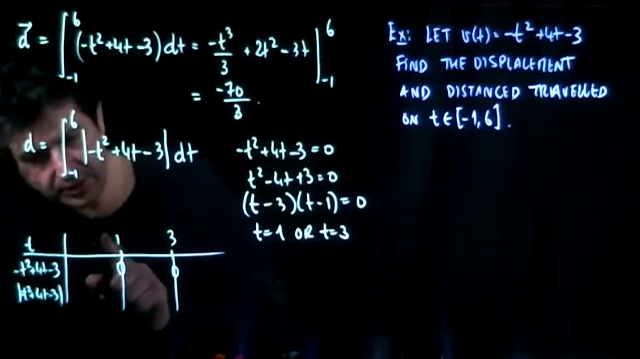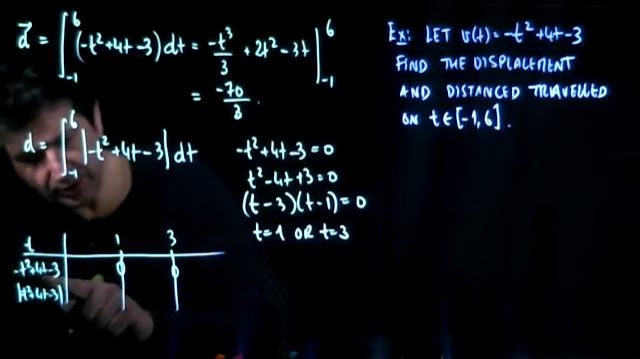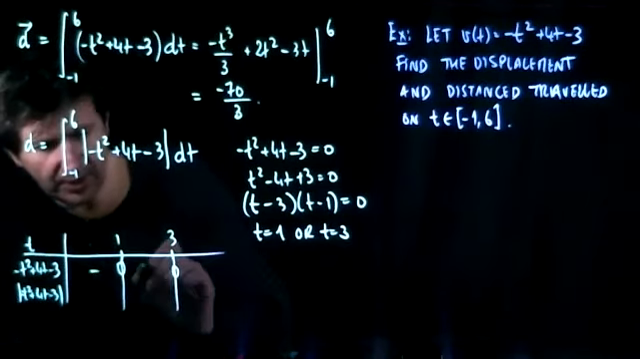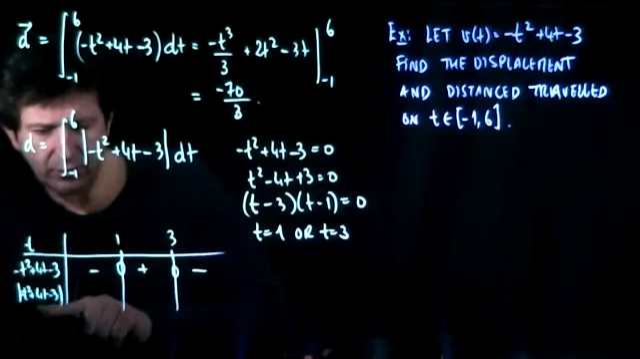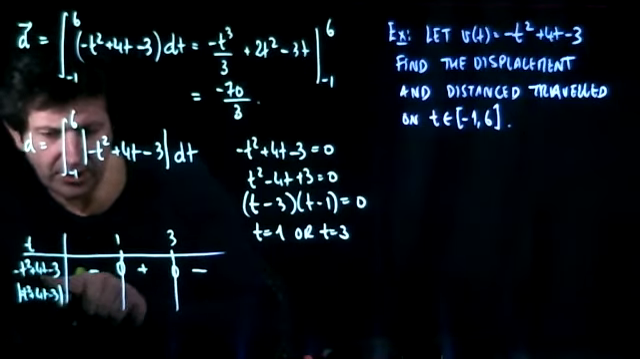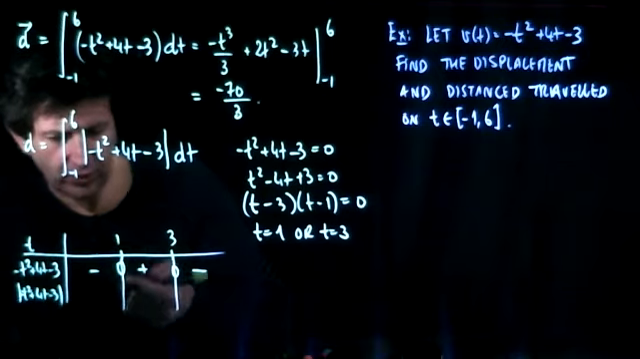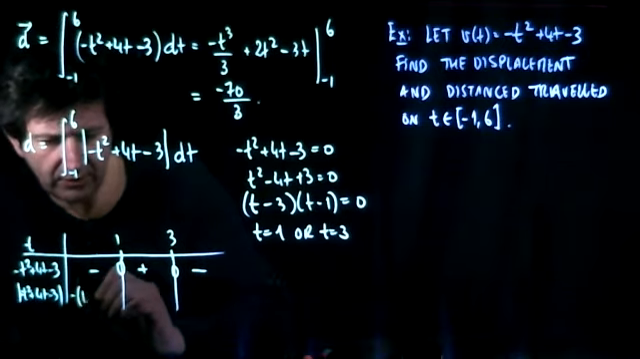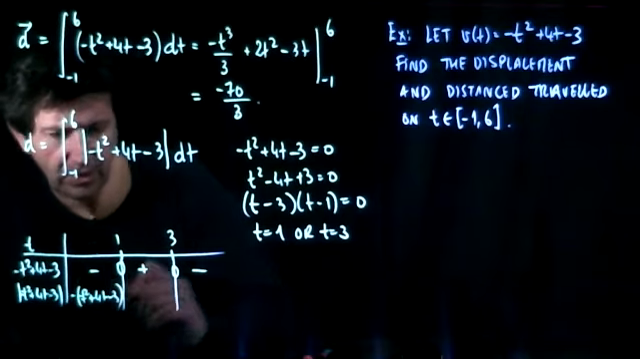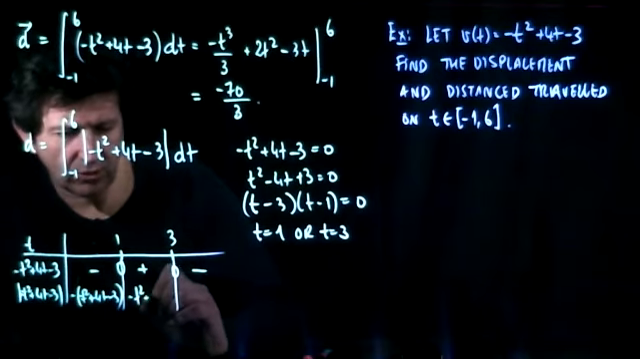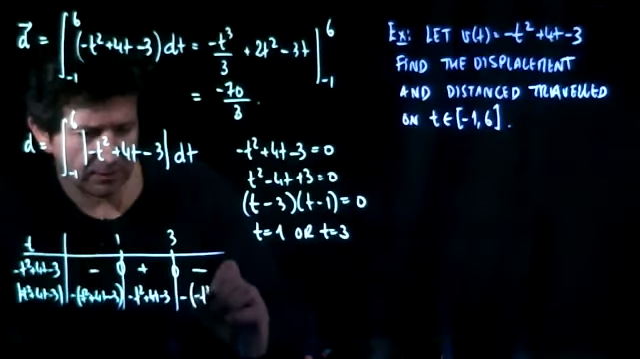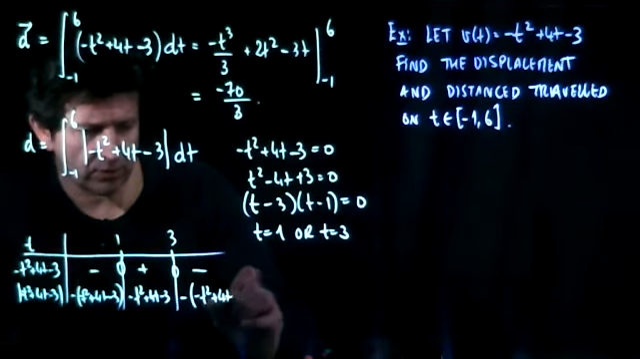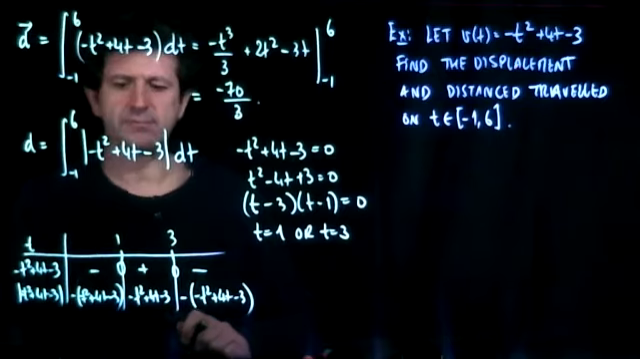Okay, and then I plug in something less than 1. So for example, if I plug in 0 here, I'm going to get negative, positive, negative. And if what's inside is negative, when I take out the absolute value, the sign changes. So negative -t squared plus 4t minus 3, and here -t squared plus 4t minus 3, and negative -t squared plus 4t minus 3.